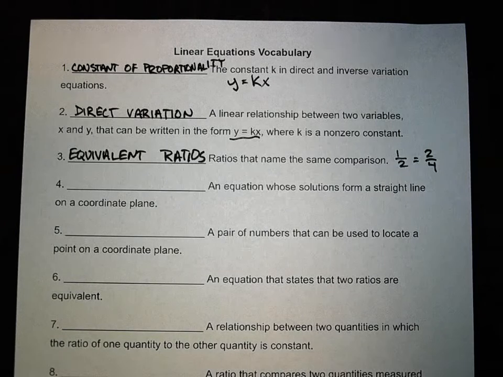So an equation whose solutions form a straight line on a coordinate plane. A coordinate plane is your xy plane, right? You've got an x that goes left to right and a y that goes up and down.